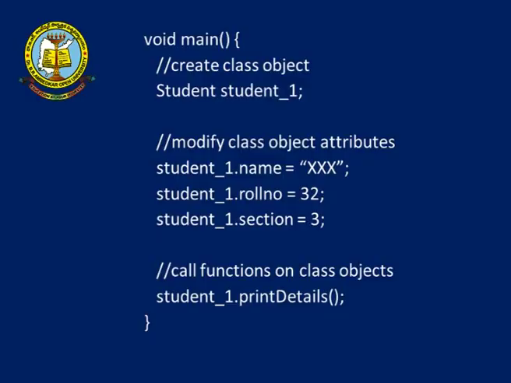What is our object name? Student_1. After the dot operator comes our method name, that is print_details. So like this, using your object you can call your class variables and functions.